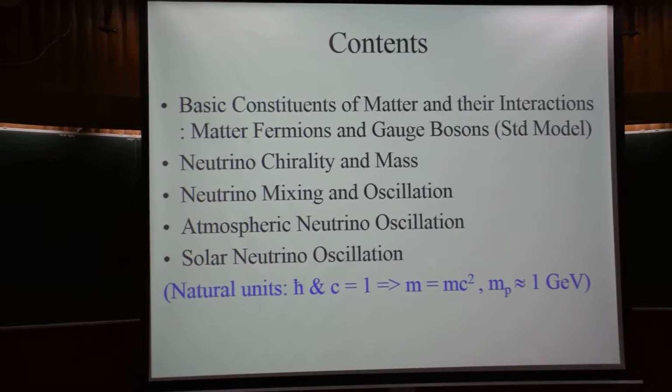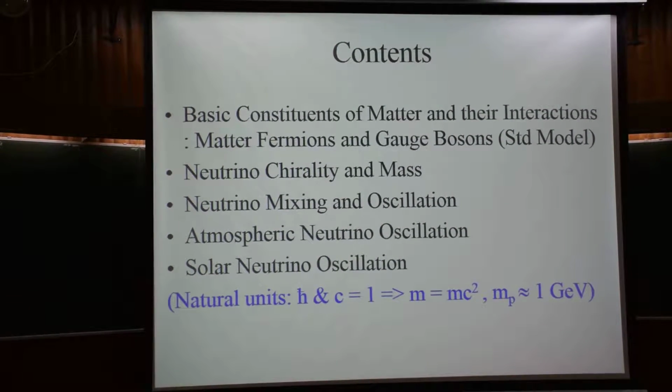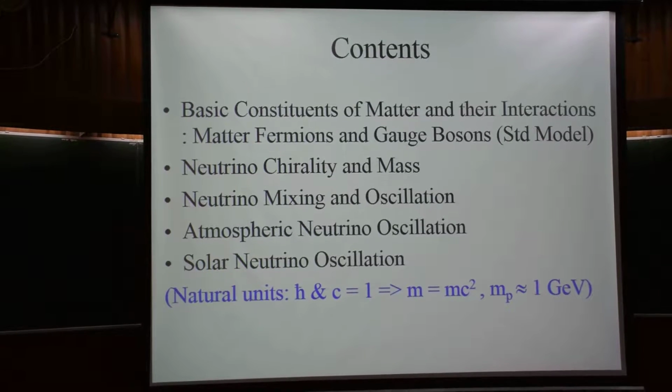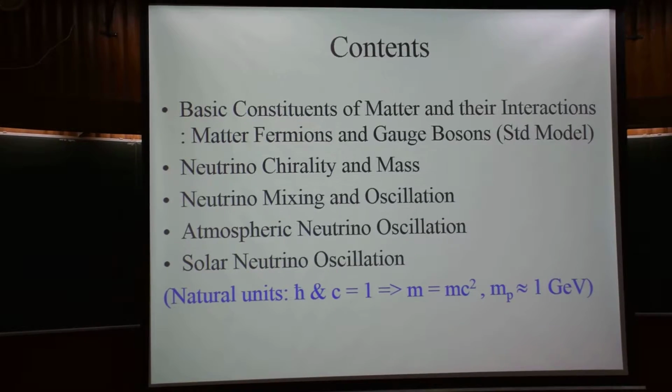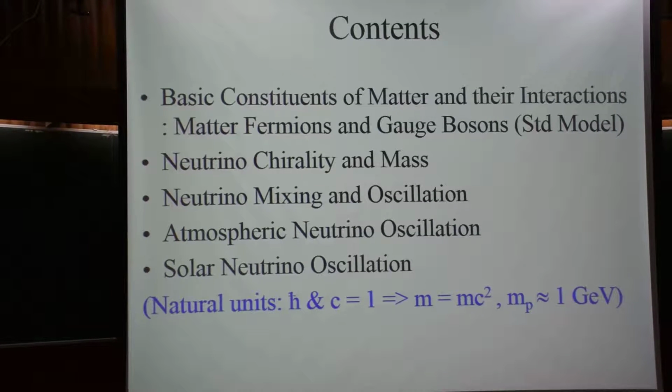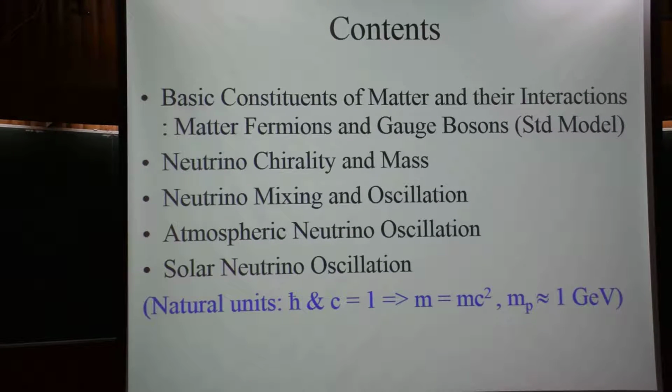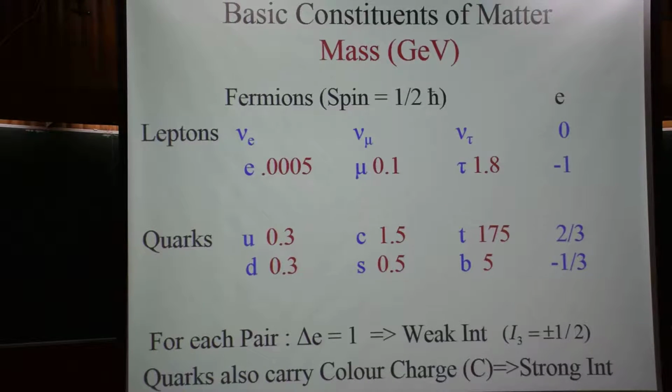As usual, we shall use the natural limits where we put Planck's constant and velocity of light equal to unity. So mass of a particle is the same as inverse length, unity, and proton mass we saw is about 1 GeV. That will be GeV will be our basic unit of both mass and energy. Clear? Okay. So this is the slide I am repeating from this morning's lecture.